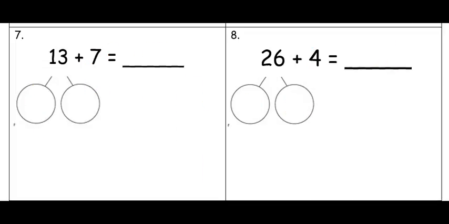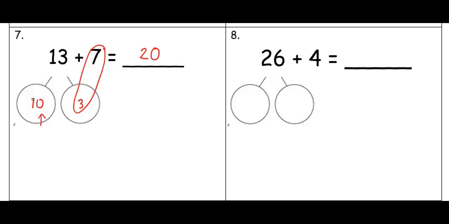Next I have 13 plus 7. 13 is made up of 10 and 3. Let's combine our 7 and 3 first. Well, 7 and 3 would give me a 10. I'm going to combine that 10 with my original 10. Now I have two groups of 10. So 13 plus 7 equals 20, or two groups of 10.